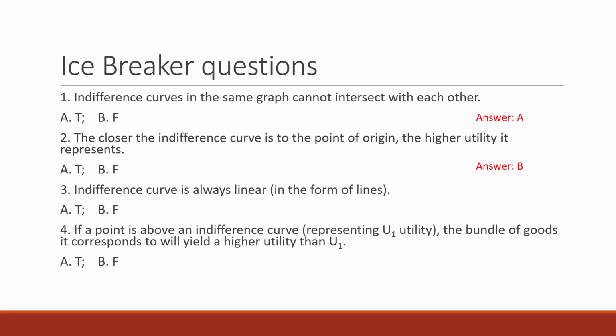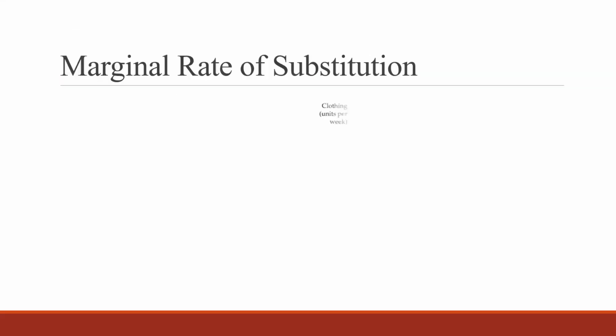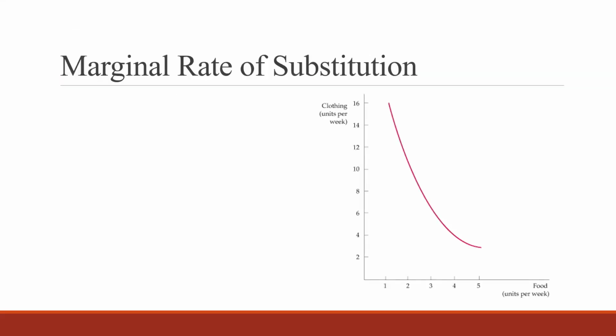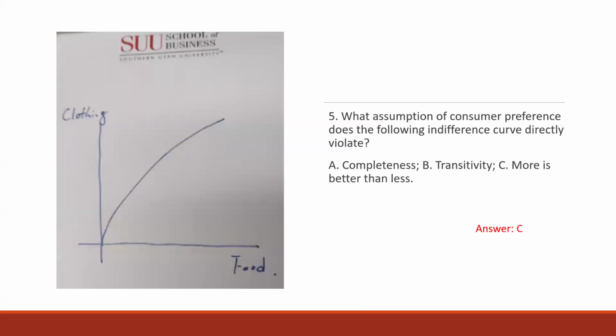The answer is wrong because indifference curve only appears perfectly linear when it is for perfect substitutes. For perfect complements, it's L shape, right? Two sectors, each sector is linear for each indifference curve. But normally, indifference curve appears in the form of this, a convex curve. And I'm going to explain to you this later.